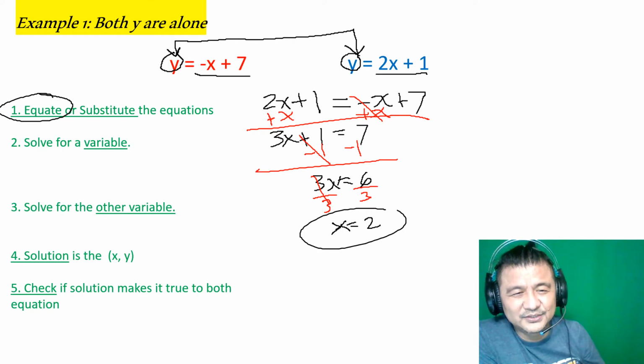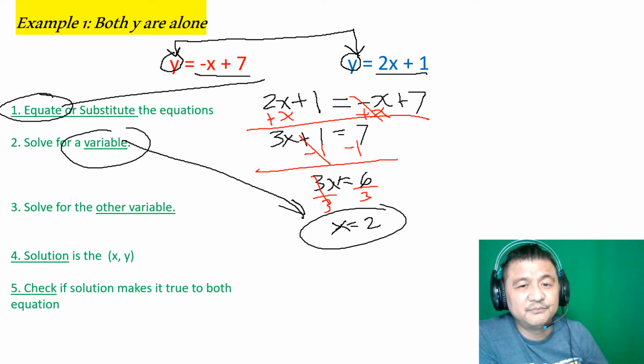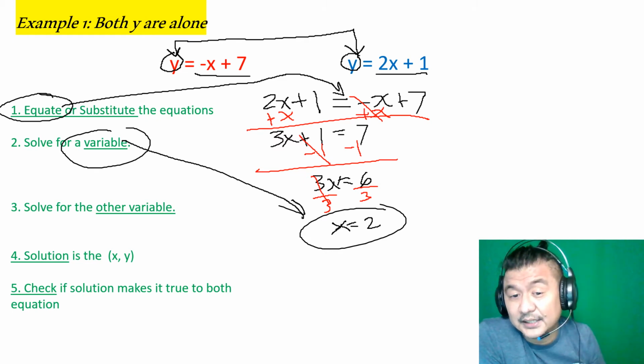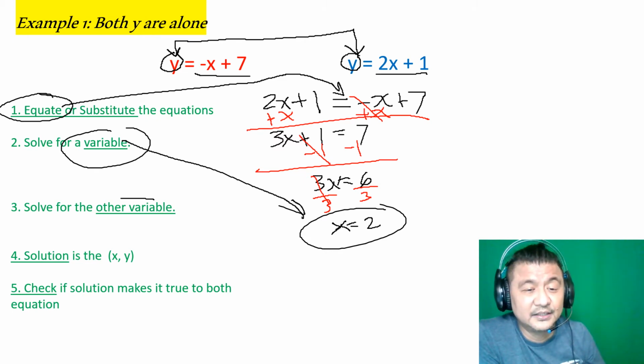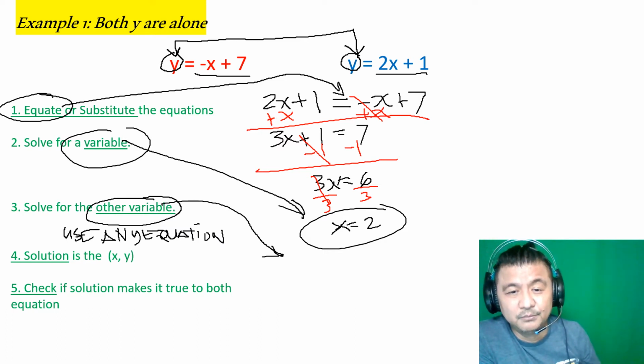All right. So guess what? We were able to solve for the variable x. We equate them first because they are the same. We're done. Number 3, since I already know the x, I also need the value for the y. Solve for the other value. Well, how do I get that? Use any equation. All right, so let me try the one in blue.